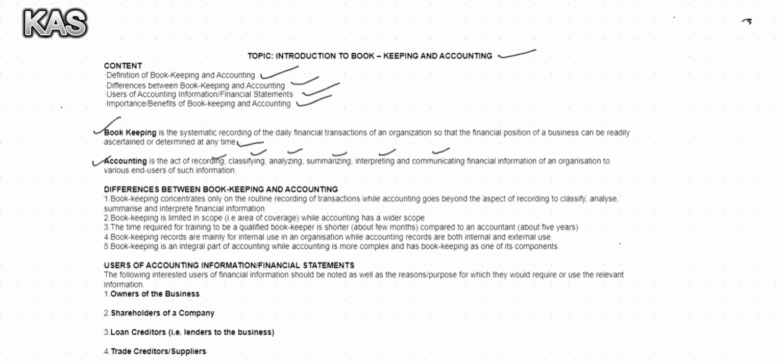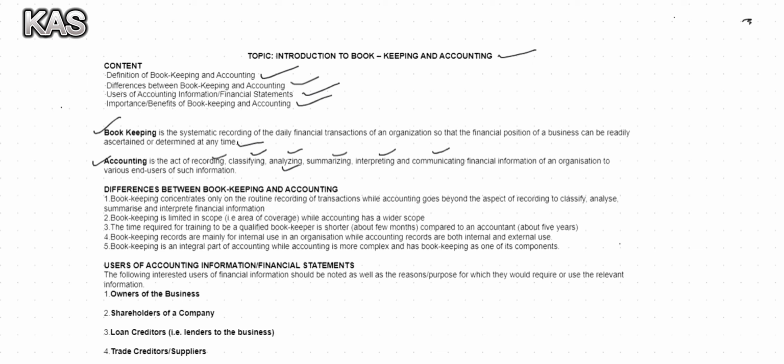What do you do with it? You have to now classify the transactions, your recording. This is your purchase, this is your sales, this is an expense. You have to classify all the transactions you made. After classifying them, you now analyze the transactions. You need to analyze them and summarize them because you are recording on a daily basis.